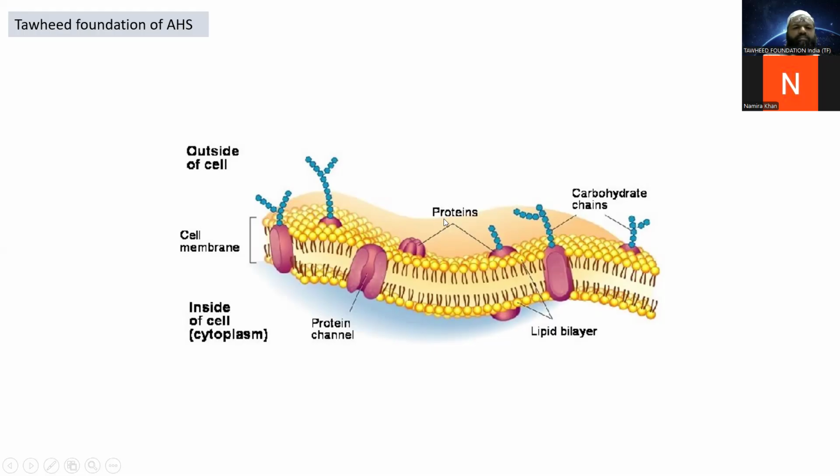Proteins are embedded or attached to the phospholipid bilayer and are critical for numerous functions. For example, protein channels and carrier proteins. Carbohydrate chains are attached to proteins and lipids on the outer surface of the plasma membrane, forming glycoproteins and glycolipids. These carbohydrate chains play key roles in cell recognition, adhesion, and interaction with the environment or other cells.